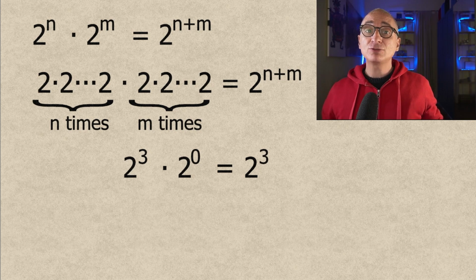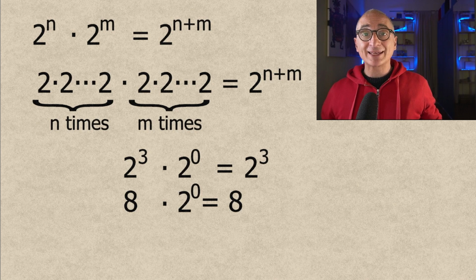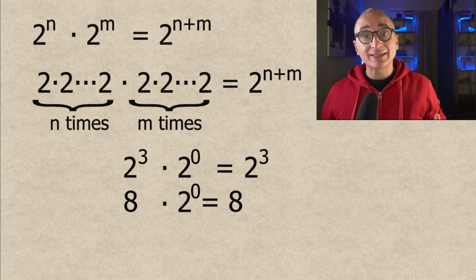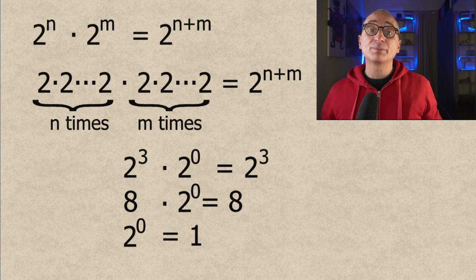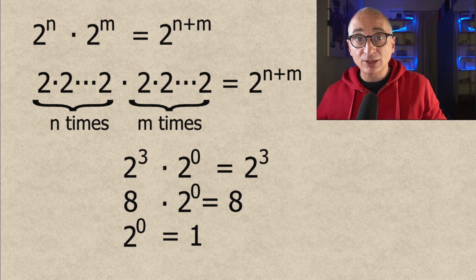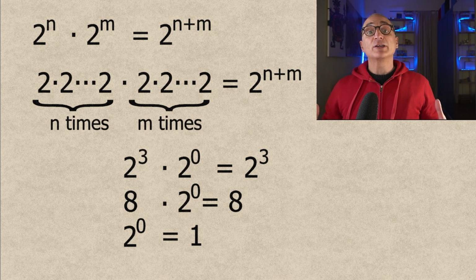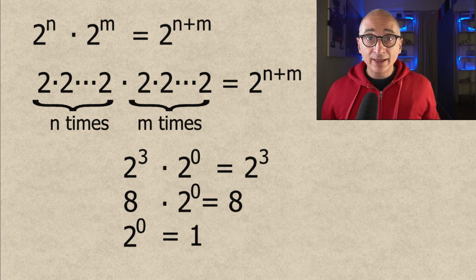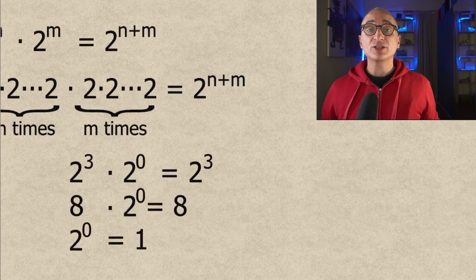But 2 to the power 3 is 8, so we get 8 times 2 to the power 0 equal to 8. And therefore, from there, we need to have 2 to the power 0 equal to 1, because 8 times 2 to the power 0 must be 8 again. So if we want the rule of powers to be true, we need to have 2 to the 0 equal to 1. But we can also use the division of powers.